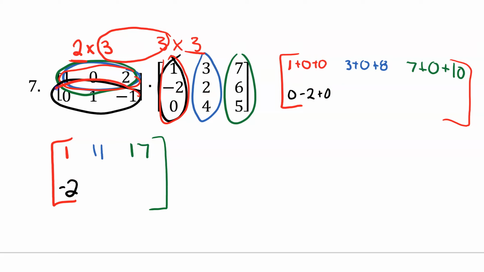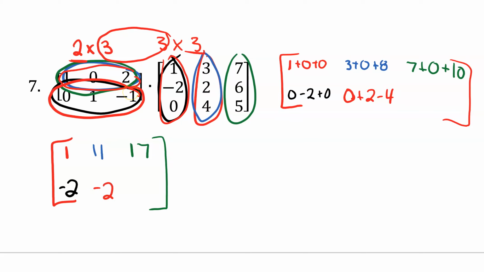Then we'll multiply that second row by the second column. 0 times 3 is 0. 1 times 2 is 2. And negative 1 times 4 is negative 4. 0 minus 4 is negative 2.